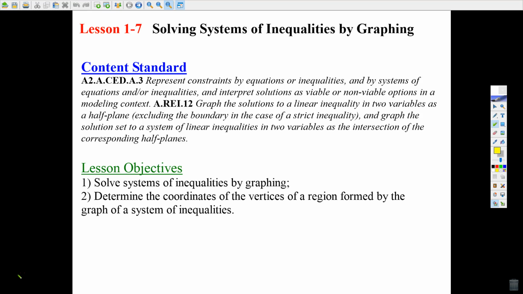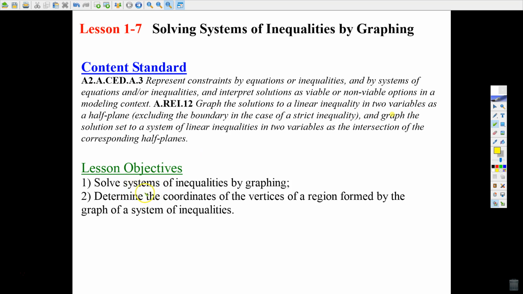We're starting lesson 1.7, and we just left a lesson where we were solving systems of equations, and we had three different methods. We solved by graphing, we solved by substitution, and we also solved by elimination. So now we're going to be solving systems of inequalities using the graphing method, and this will be a review. We're going to look at some problems in the beginning that are going to be pretty easy just to refresh your memory a little bit.